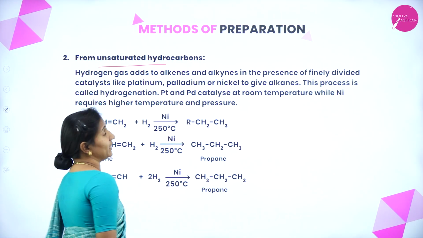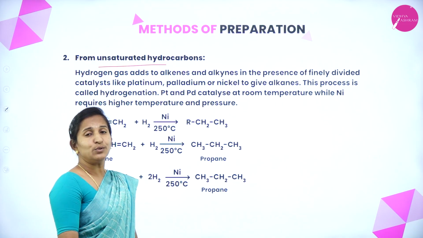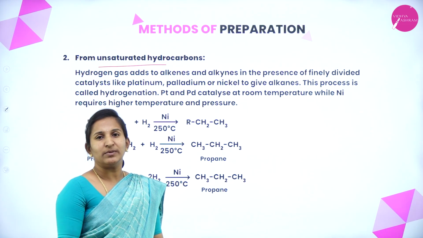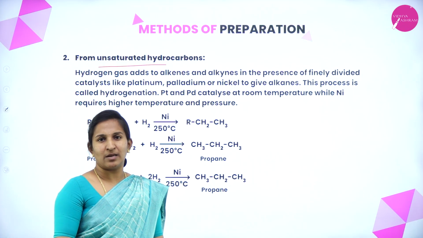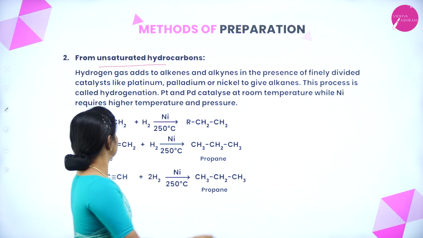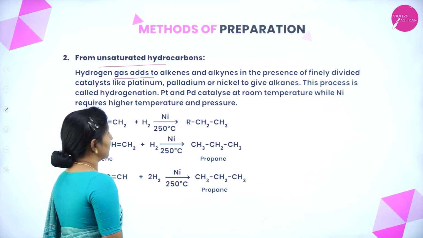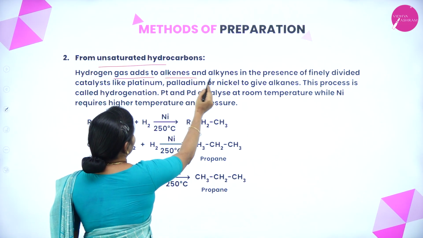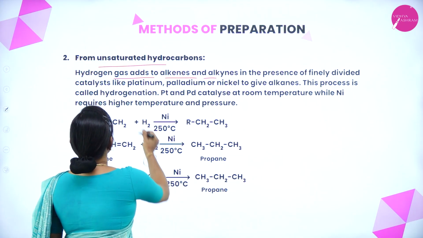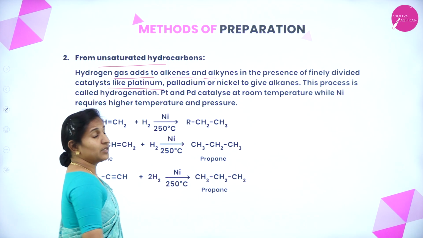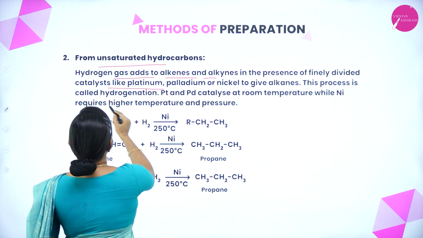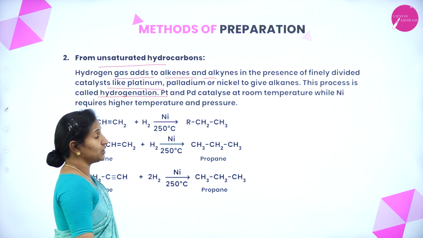From unsaturated hydrocarbons. As you know, unsaturated hydrocarbon means the compound having carbon-carbon double bond or carbon-carbon triple bond, or else alkenes or alkynes. Hydrogen gas adds to alkenes and alkynes in the presence of finely divided catalyst like platinum, palladium or nickel to give alkanes. This process is called hydrogenation.